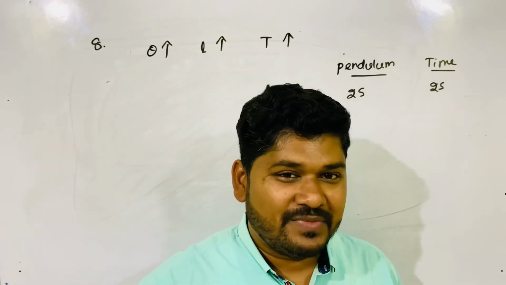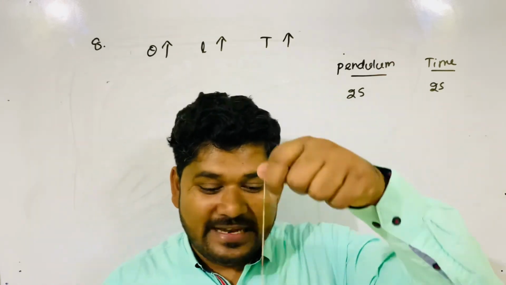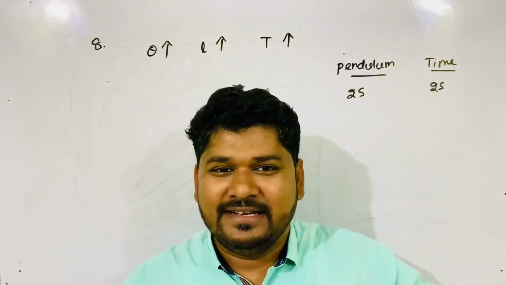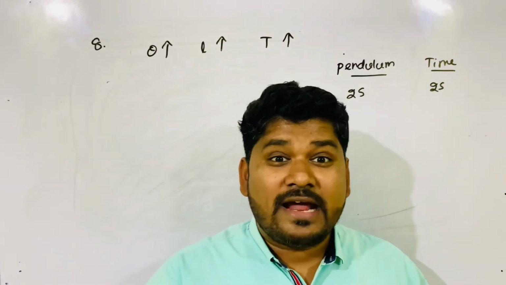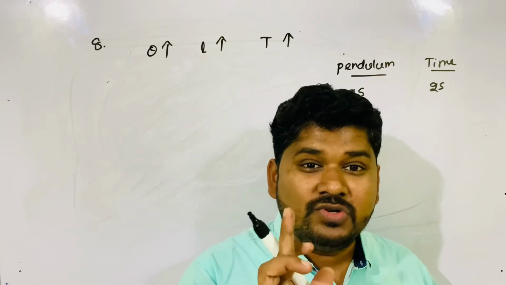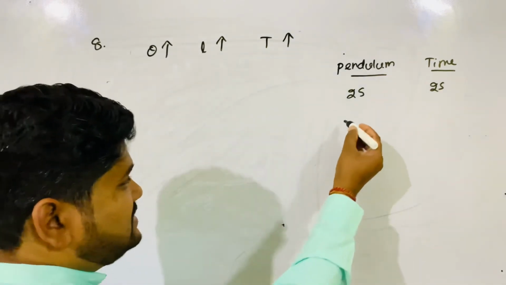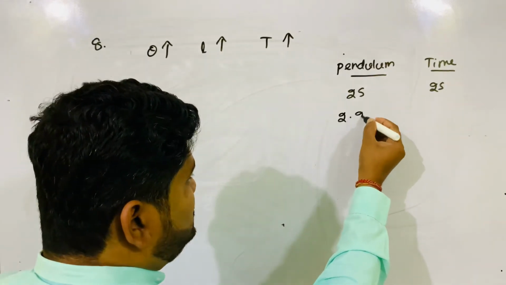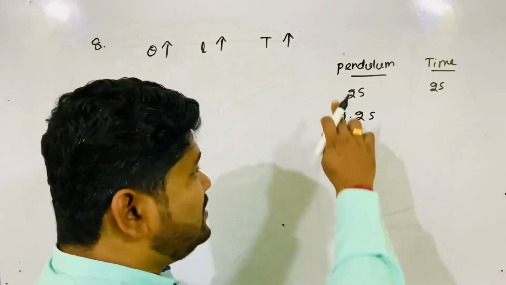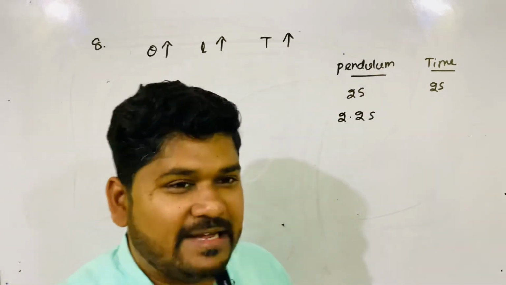But due to the increase in temperature, your pendulum's time period increases. It takes more time to execute one oscillation. More time means it now takes, suppose, 2.2 seconds. To do one oscillation, the pendulum takes 2.2 seconds.